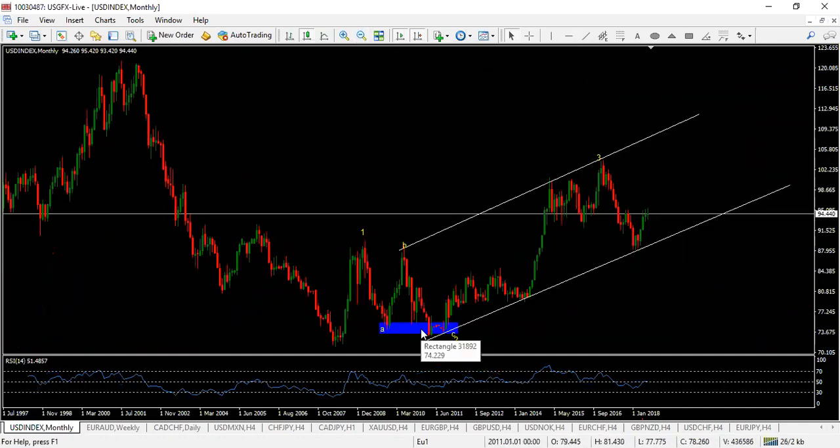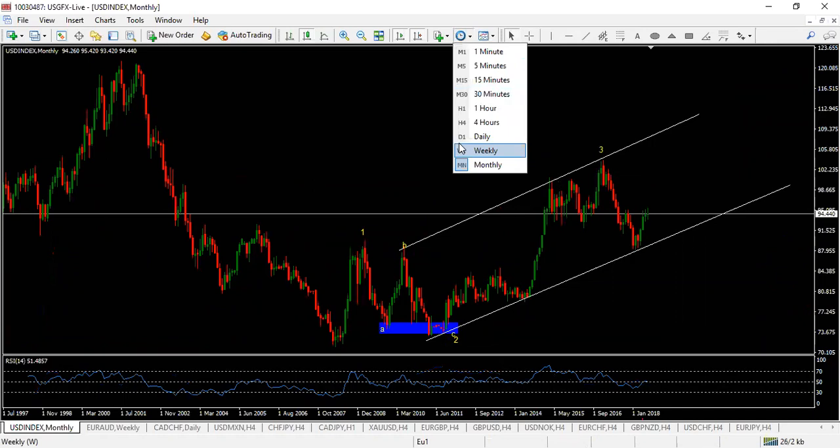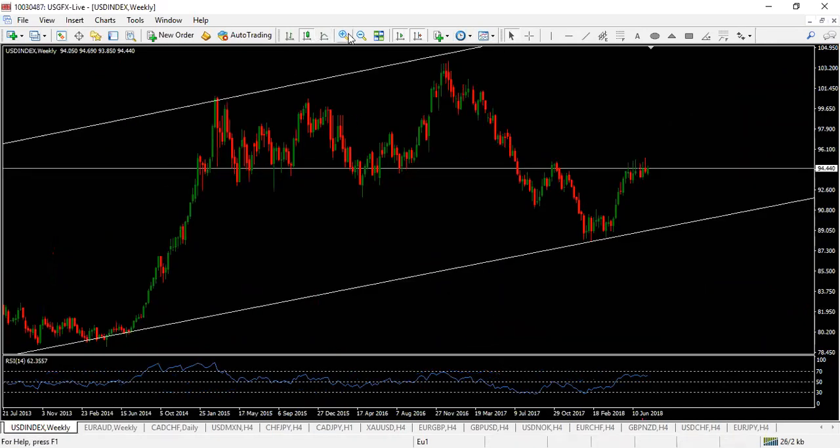It has got 5 waves inside it. So if you check from this scenario, this was wave 1, this was wave 2, this was wave 3, this is wave 4, this is wave 5 to give you this wave 3. But let's break it down on maybe a weekly time frame so that it can be clearer.